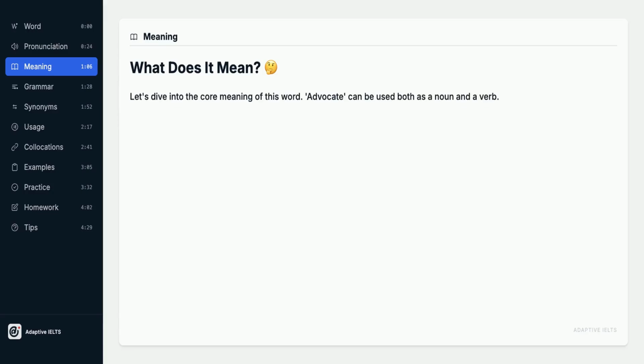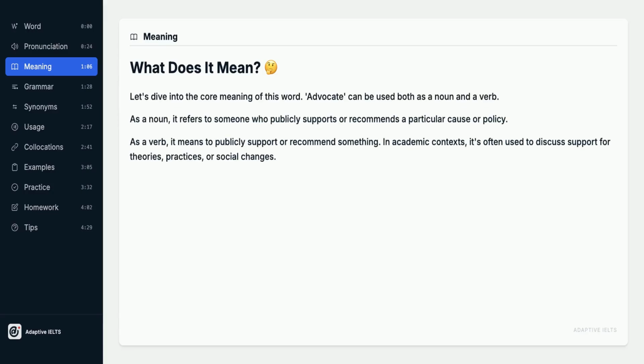Let's dive into the core meaning of this word. Advocate can be used both as a noun and a verb. As a noun, it refers to someone who publicly supports or recommends a particular cause or policy. As a verb, it means to publicly support or recommend something. In academic contexts, it's often used to discuss support for theories, practices, or social changes.